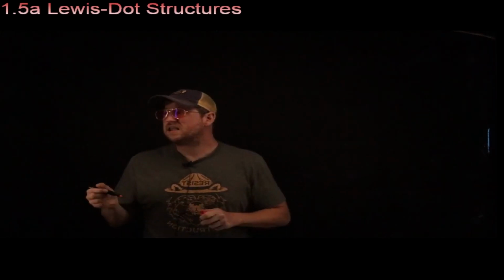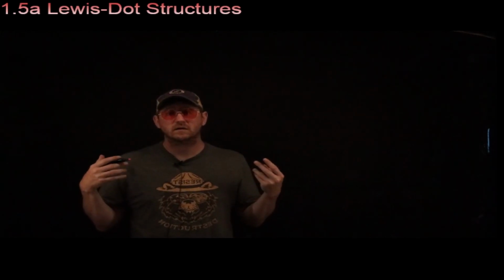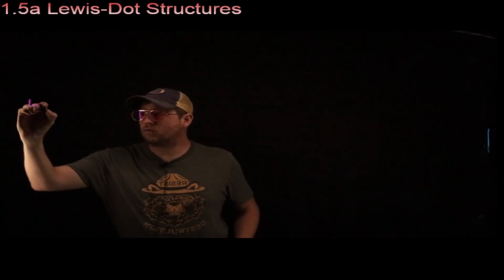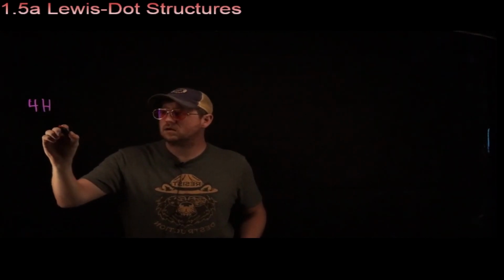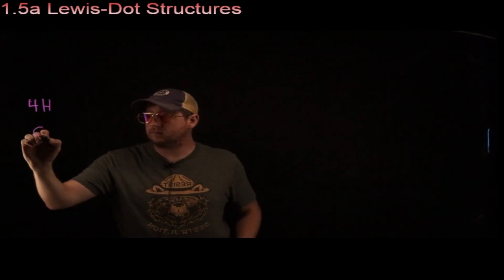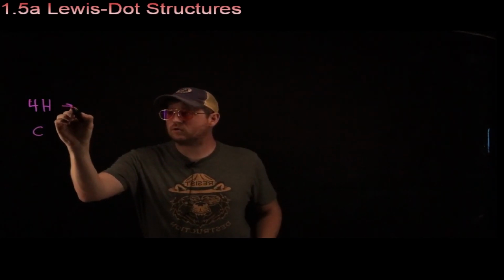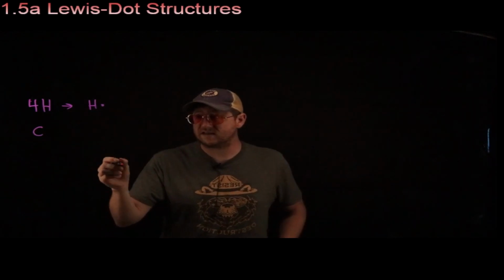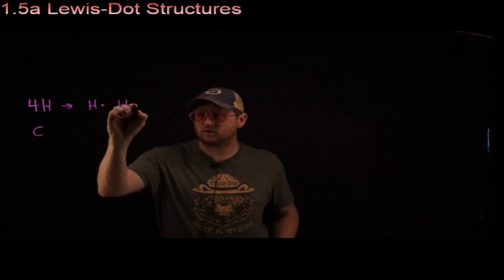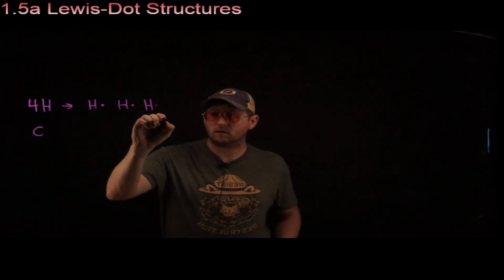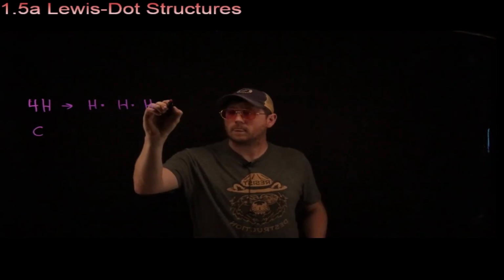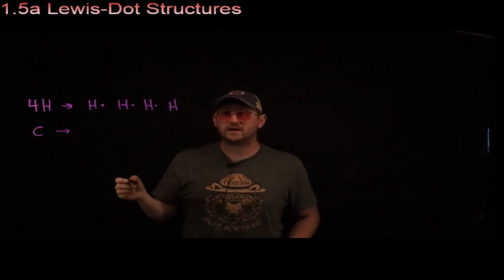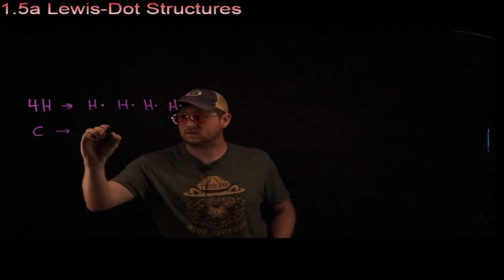And so let's say we want to make methane. Well, in order to make methane, we need 4 hydrogens, and we need 1 carbon. Each of these 4 hydrogens is in row 1A, and so they each have 1 valence electron. And carbon is in row 4A, so carbon has 4 valence electrons.